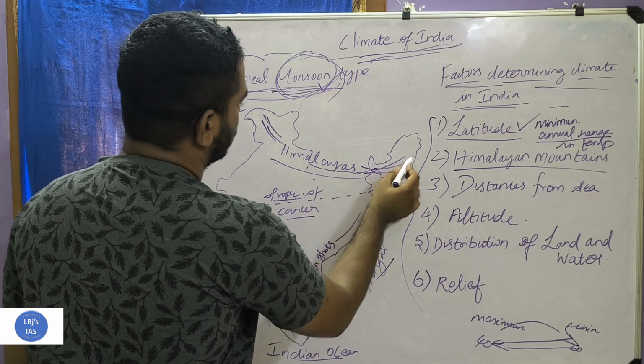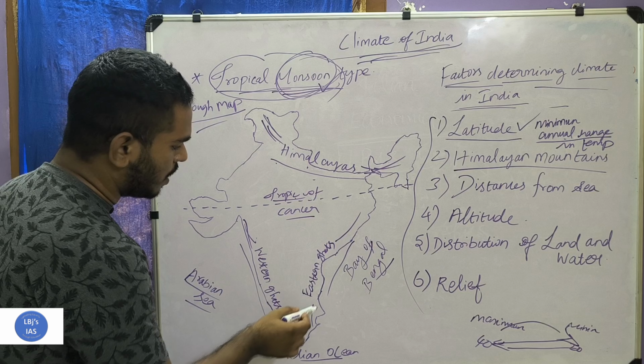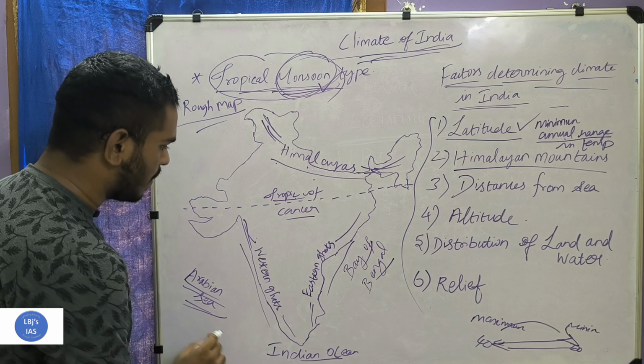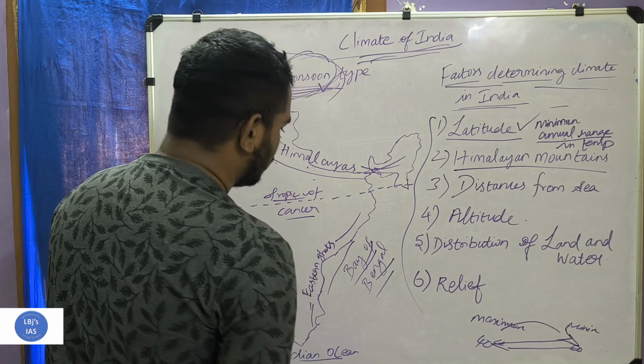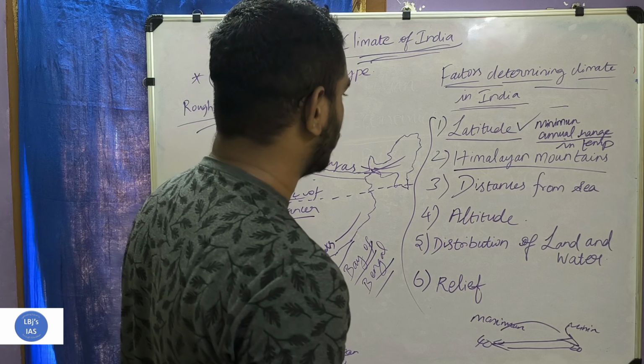The north side of India is covered by the Himalayas. Then the western side is covered by the Western Ghats mountains, then the eastern side by the Eastern Ghats. And this side is the Arabian Sea, and then the eastern side is the Bay of Bengal, and then the Indian Ocean here.